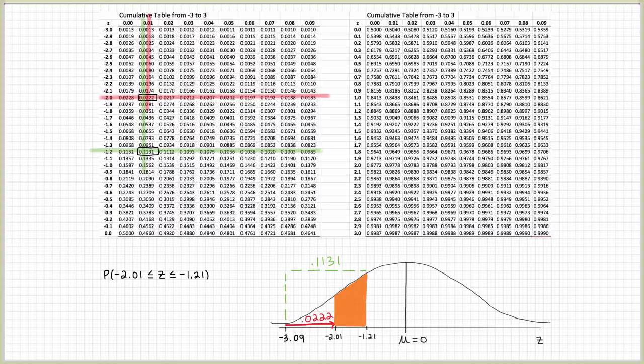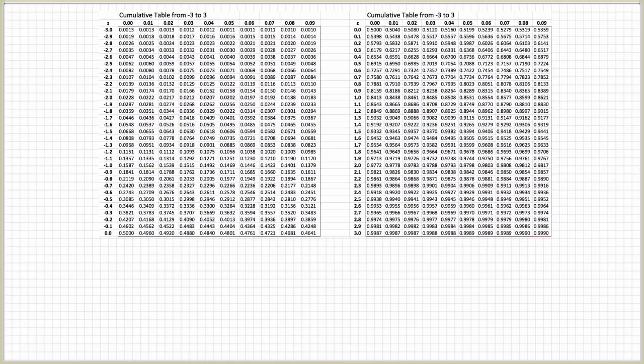But these two answers, these two probabilities, we have to figure out what do we need to do to figure out the orange piece? Well, it turns out that if we subtract 0.0222 from 0.1131, we would get the answer, and that's going to be 0.0909. Okay, now that's going to be the probability that z is between negative 2.01 and negative 1.21. Okay, let's move on to the next one.